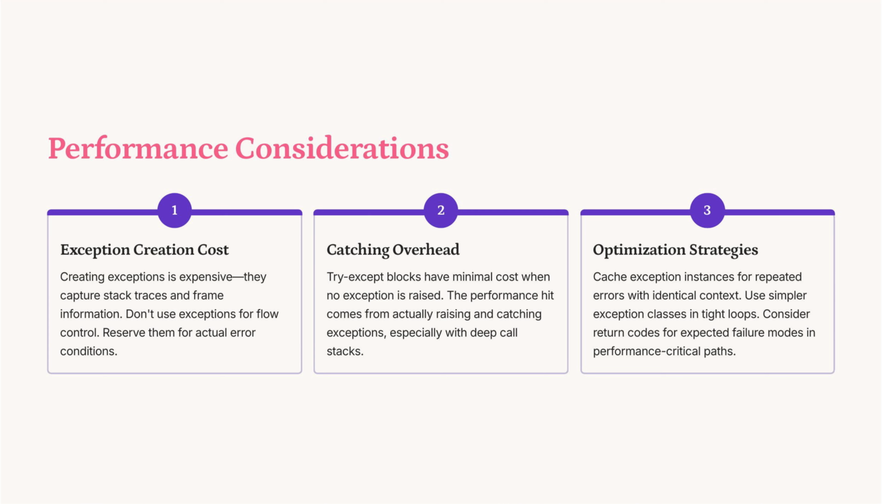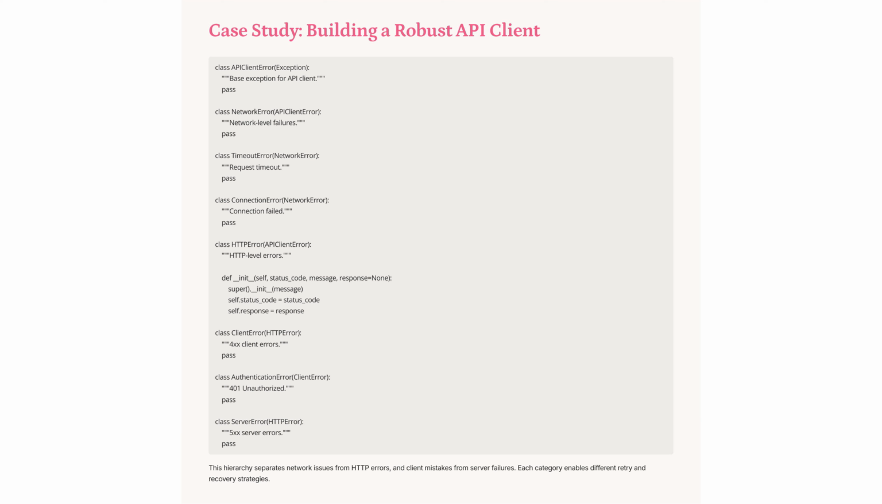Creating exceptions is costly due to stack trace capture. Avoid using them for flow control. Reserve them for genuine errors. Try/except blocks are efficient unless exceptions are raised, especially in deep call stacks. Optimize by caching exception instances for repeated errors, using simpler classes in loops, and considering return codes for expected failures in critical paths.